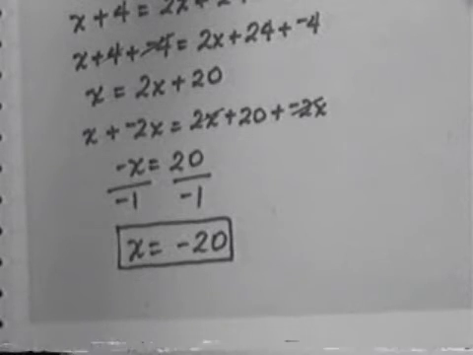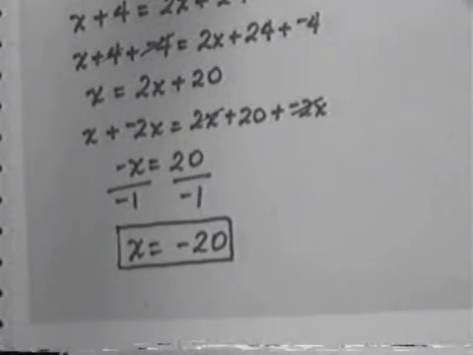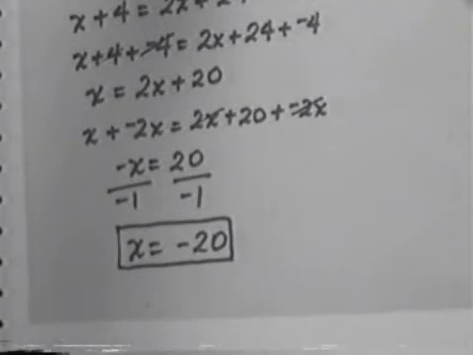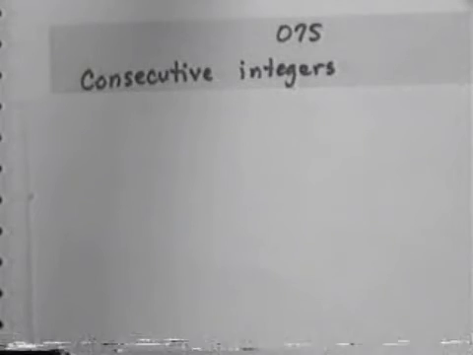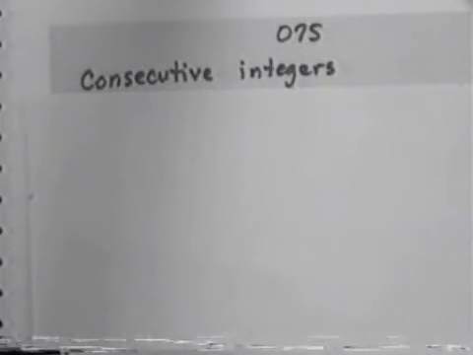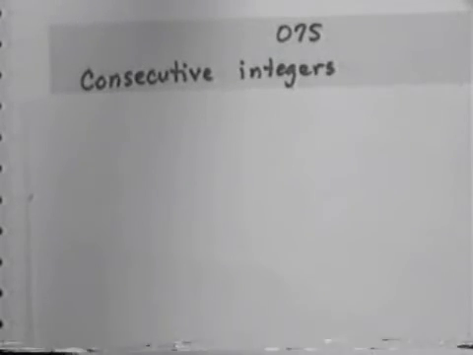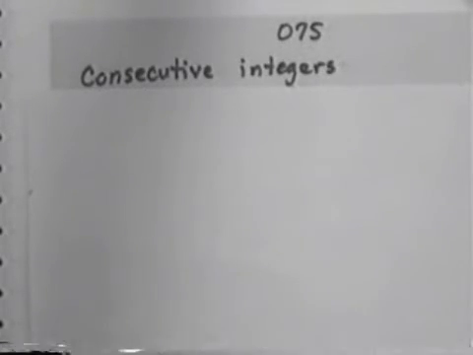The problems we've done so far have been simply direct translations dealing with numbers, just a number. Now we'll take a look at consecutive integer problems, which is our second objective on this tape. For consecutive integers, the integers, you remember, are the numbers that appear on a number line. Consecutive means one right after the other.